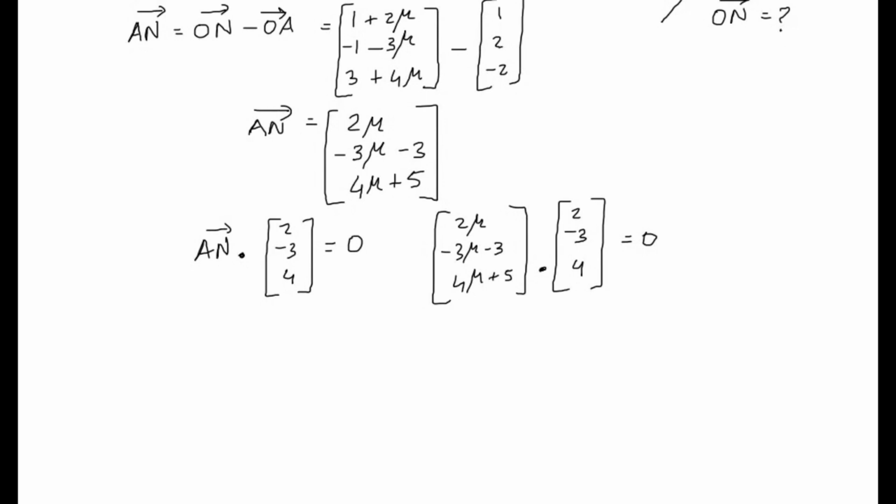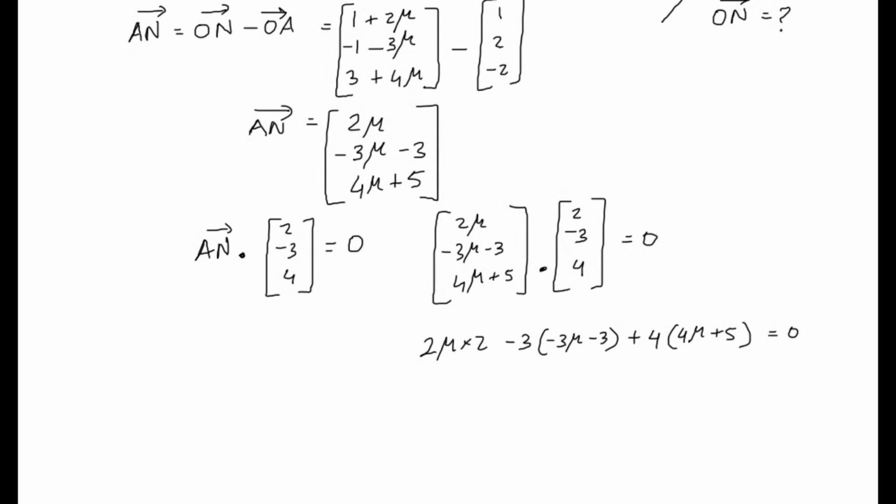So carry out the dot product. How do we do that? Multiply the first row, so 2 into 2 mu. Add it to the second row, that is negative 3 into negative 3 mu minus 3. So that is, I'm just going to write that as negative 3 into negative 3 mu minus 3, plus 4 into 4 mu plus 5 is equal to 0. So that is the dot product.